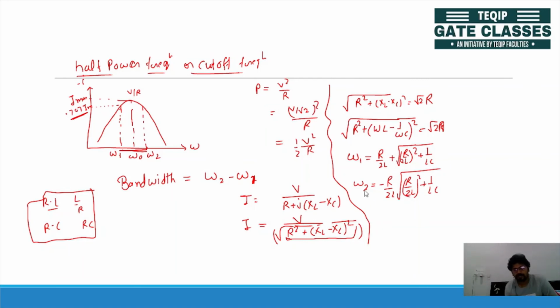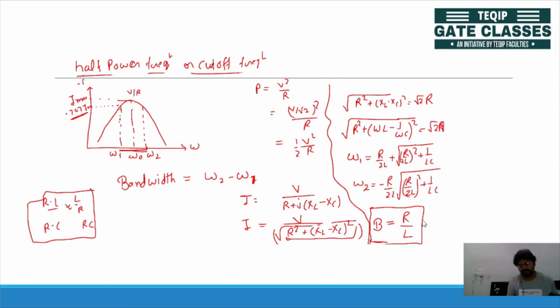Okay, so if this is your omega 1 and omega 2, then simply your bandwidth will be, if you subtract this, you will get R by L. Okay, so it shows that your bandwidth is inversely proportional to the time constant, because in a series circuit your time constant is L by R. Okay, so this is your formula of bandwidth.